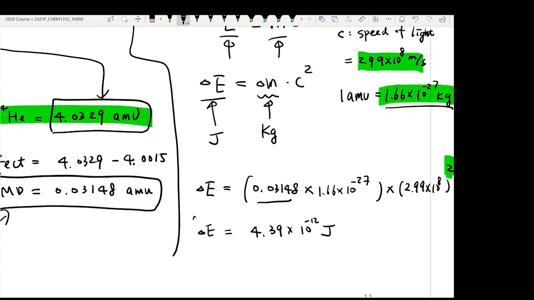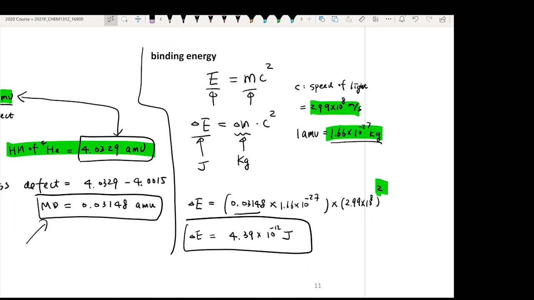That is the binding energy of the mass that originally existed in your atom. When they lost it, this is how much energy they release. And that's how you associate your mass defect to the binding energy of the mass.